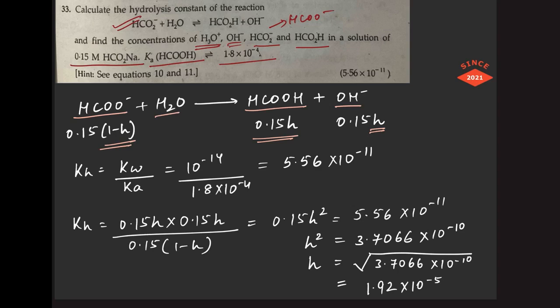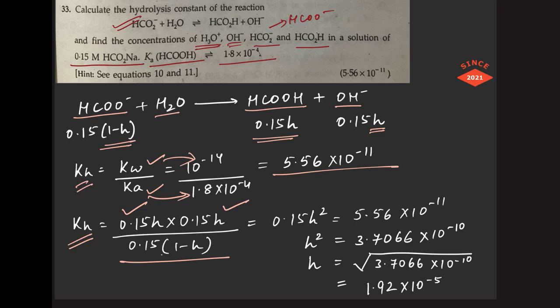Now this part has already been discussed in previous questions. The value of Kh will be Kw by Ka. The value of Kw is 10 to the power minus 14. Ka is given in the question as 1.8 into 10 to the power minus 4. So the value of Kh comes to 5.56 into 10 to the power minus 11. Now the value of Kh is also equal to the concentration of HCOOH multiplied by the concentration of OH minus ion divided by the concentration of remaining HCO minus.